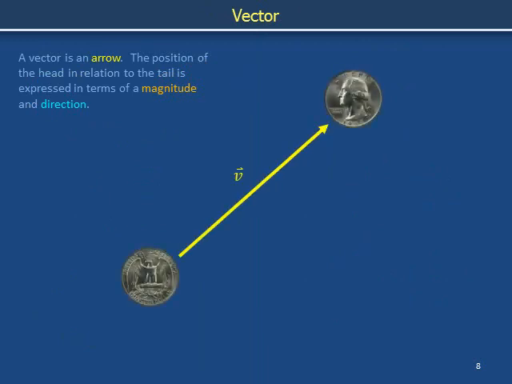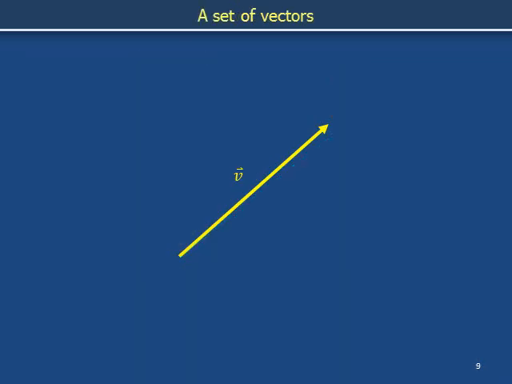A vector is the location of the arrow's head in relation to the arrow's tail, and the position of the head in relation to the tail is expressed in terms of a magnitude, meaning a length, and a direction, or if you would prefer, an angle. In addition to the vector v, consider other examples of vectors w, x, y, and z.